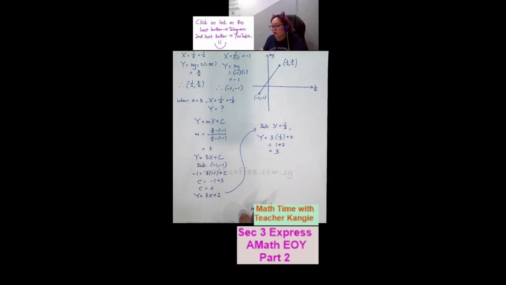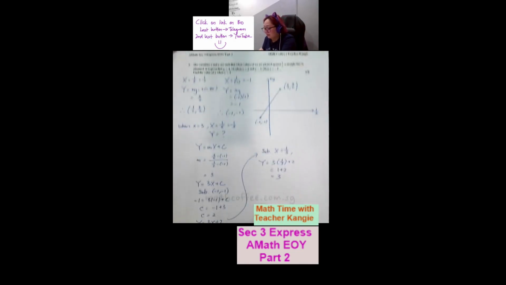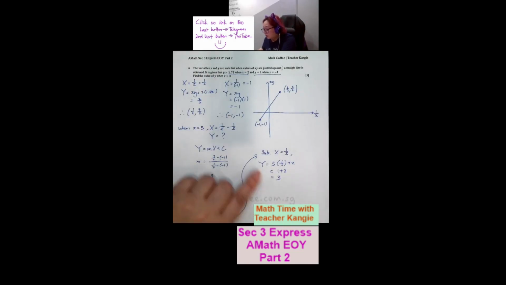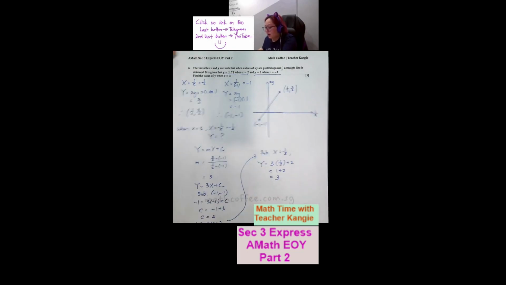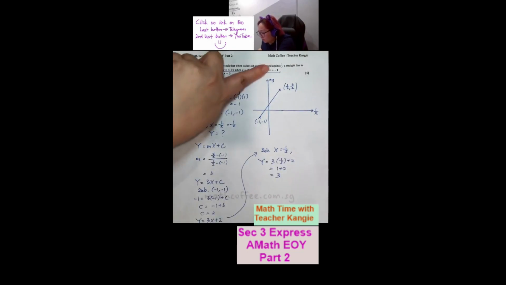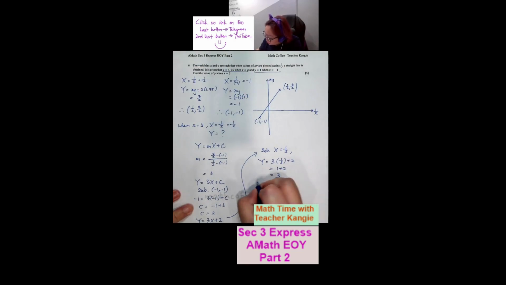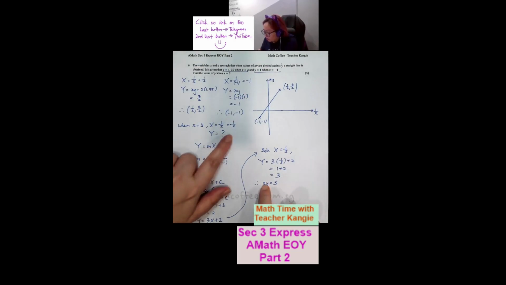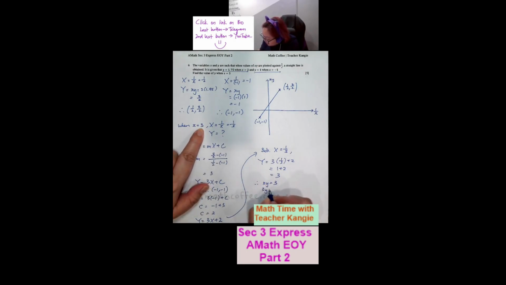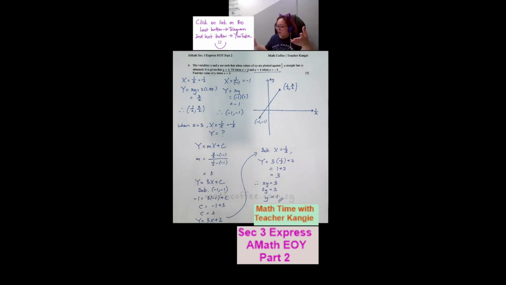Don't stop there, because they want to find the small y. They are not asking to find the big Y. So I need to change back. My big Y was xy. So therefore, xy equals 3. The corresponding small x is 3. So that means 3y equals 3, y equals 1. Ta-da! And we are done.